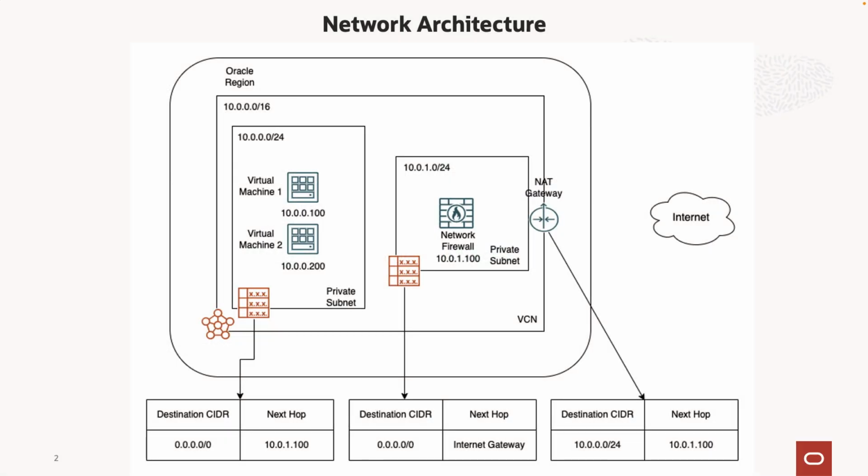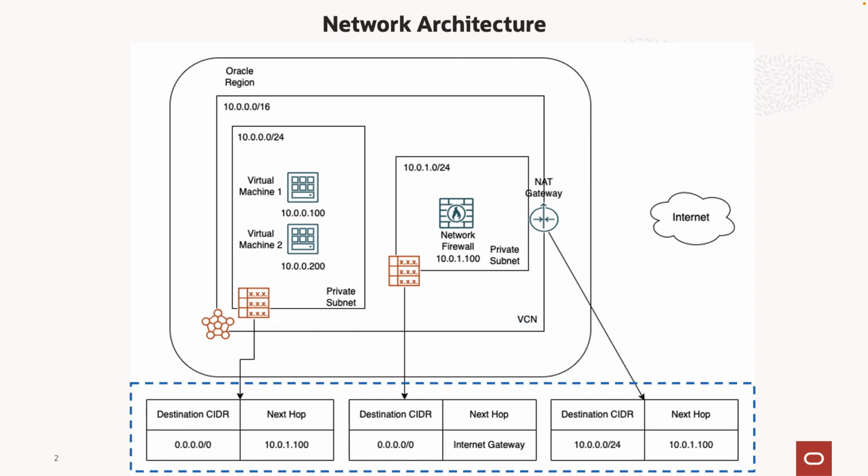I have already created a VCN and subnets for this demonstration. NAT gateway is created to allow outbound access to the public internet. OCI Network Firewall and client virtual machines are deployed in their own subnets. Route rules are configured such that all the traffic going out to the internet is inspected through the network firewall. Let's get right into it.